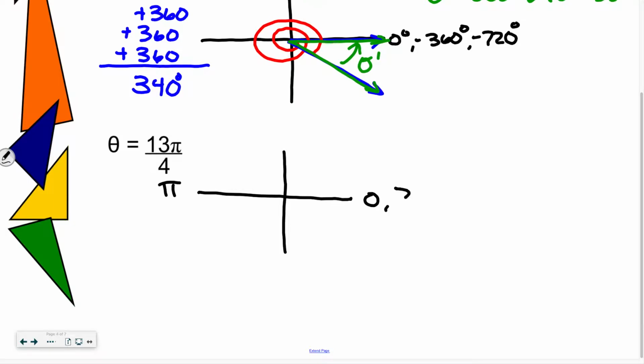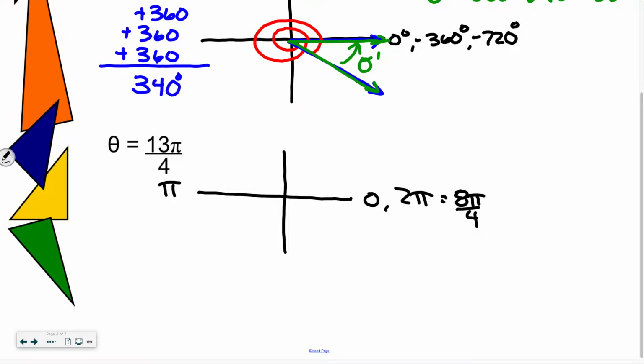This one's positive, so I'm going normal counterclockwise. I'll just go ahead and label my pi and my 2 pi. With a denominator of 4, this would be 4 over 4. And what would 2 pi be? 8 pi over 4. Now, that means that this is more than one rotation, right? Okay. So what I would probably do after that, 8 pi over 4, this is 2 pi, right?